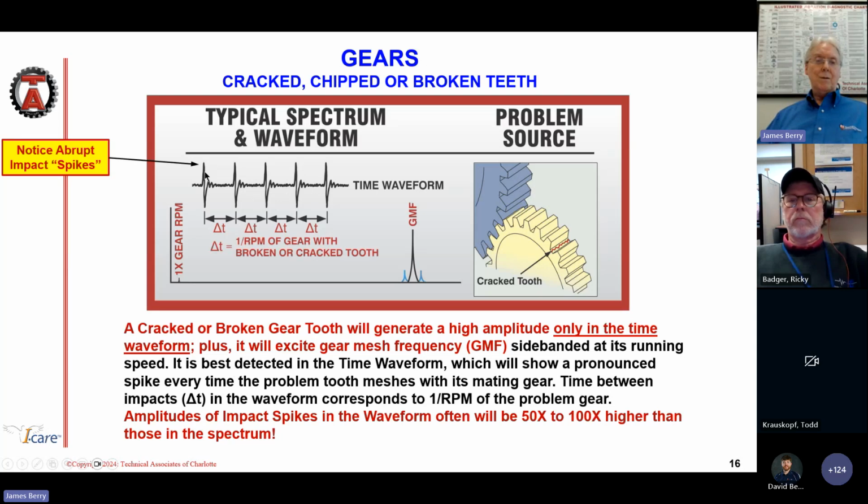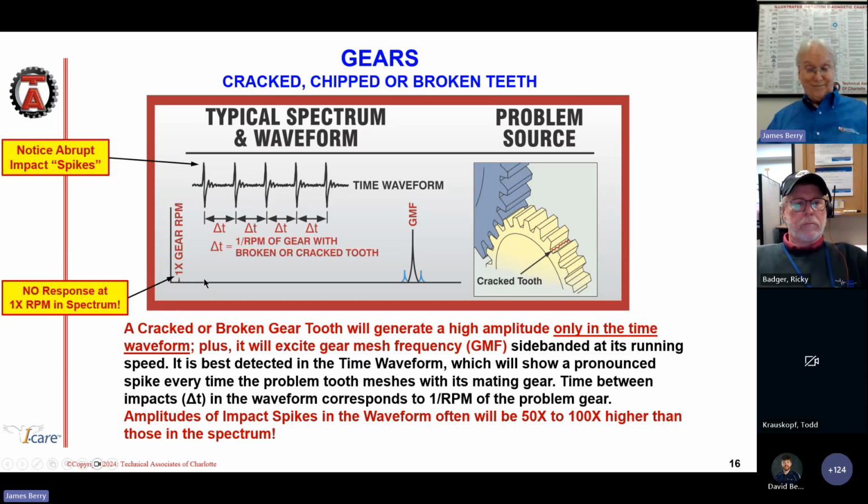Now let's look at what you would see in the time waveform: these abrupt impact spikes here and there and there. If you only have one crack isolated to one tooth, then the distance from here to here, from there to there, where the large spikes are, will be one revolution. Every time this crack rolls and impacts the mating gear, you'll see a pronounced spike, and it goes to very high G levels. So there's no response at all at 1 times gear RPM.